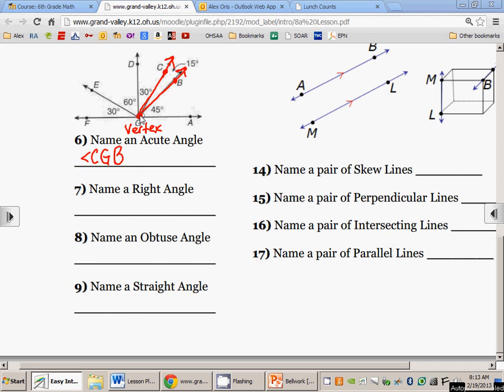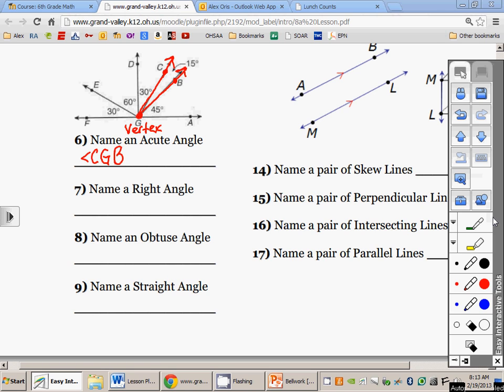Okay, name a right angle. By the way, first, number 6, is there more acute angles? Is that the only one? No, there's a ton of them, right? That's just one that we found. You could have gone with FGE, EGD, DGC, BGA. There's a lot of them. Andrew, how about a right angle?